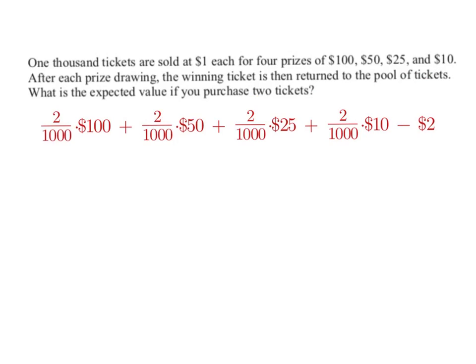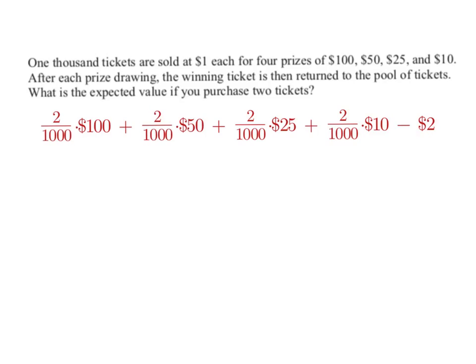So here's what it looks like. 2 out of 1,000 times 100, plus 2 out of 1,000 times 50, plus 2 out of 1,000 times 25. If you wanted to reduce that down to 1 out of 500, that's fine too. Plus 2 out of 1,000 times 10. And then I subtract off what I spent. Since I bought 2 tickets and they were $1 a piece, I spent $2.